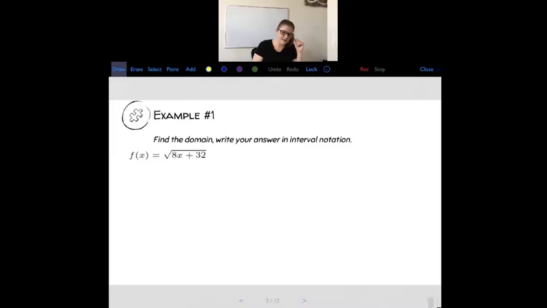So example 1, find the domain, write your answer in interval notation. With square root functions, we need whatever's under the square root to be positive. Another way of saying that is it could be 0 or higher. So what we do is we take whatever's inside of the square root and set it greater than or equal to 0. And now we remember solving inequalities. We solve this for x.